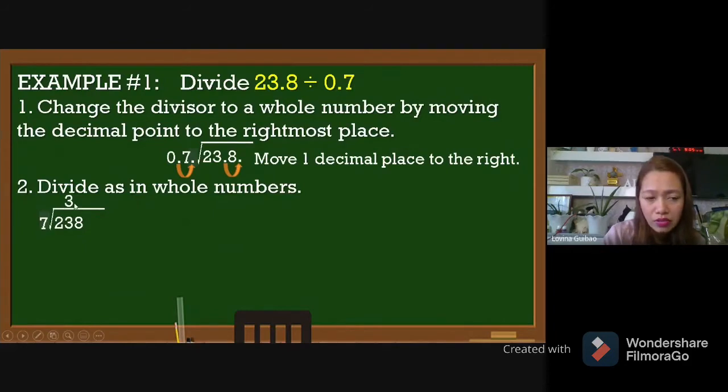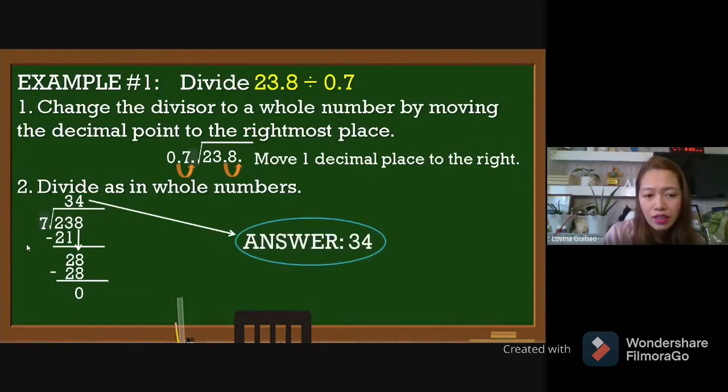23 divided by 7 equals 3. 3 times 7 equals 21. So subtract. 23 minus 21 is 2. There's another digit left. Bring down that number, which is 8. It becomes 28. 28 divided by 7 is 4. 4 times 7 equals 28. So subtract, 0. So the final answer to this problem, 23.8 divided by 0.7, is 34. Diba madali lang? That's how we divide a whole number. That's how we divide decimals by another decimal.